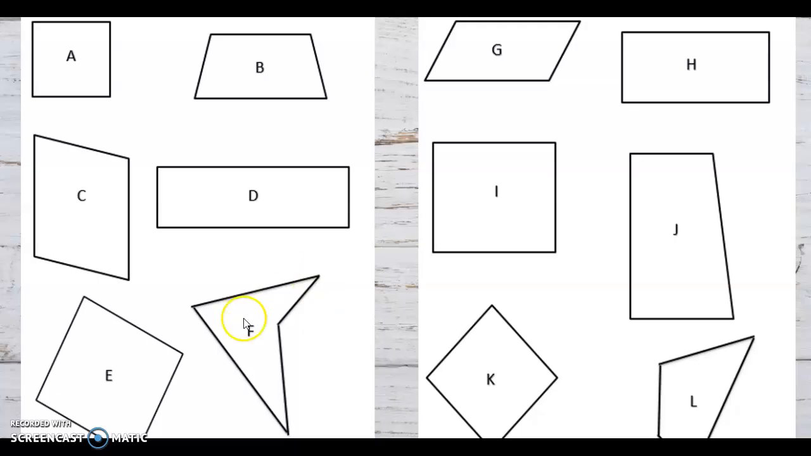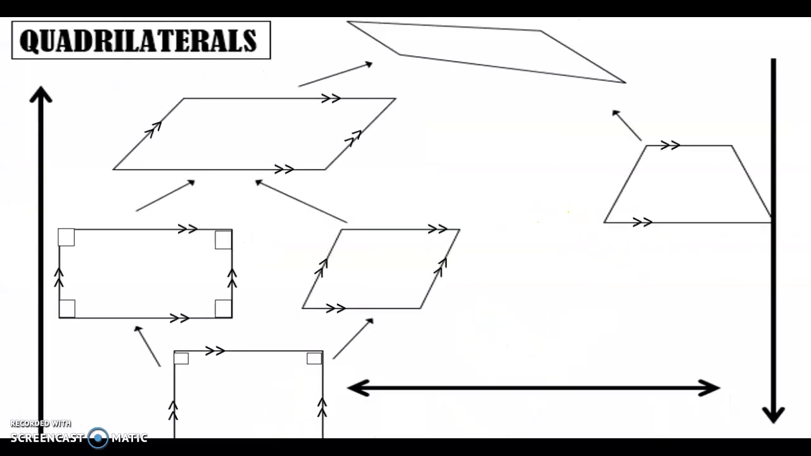Like F and L over here have nothing special about their sides or their angles. There's nothing that's equal to each other. There's no parallel sides. But the rest of the shapes have something special about their sides or angles, and that's what we're going to talk about today. So this chart kind of helps us separate. This is one of the many charts I'm going to show you guys because some of these charts make more sense to others, like different ones.